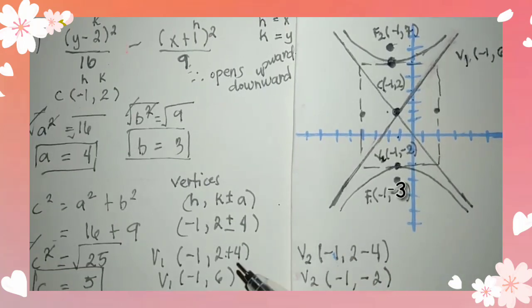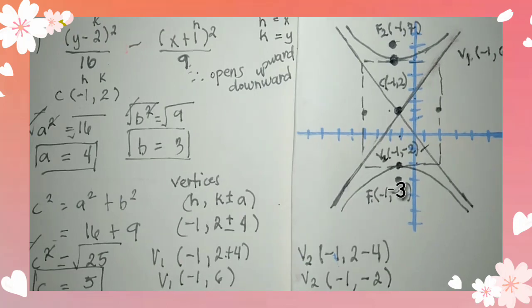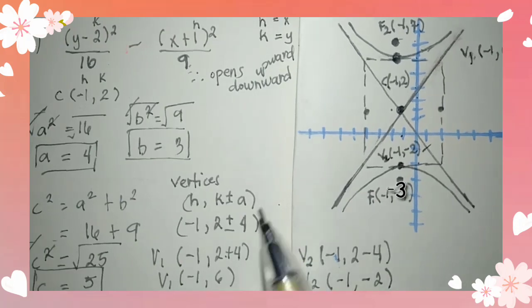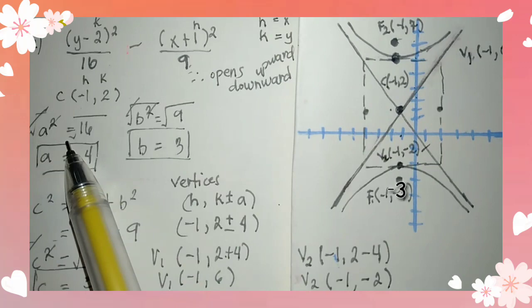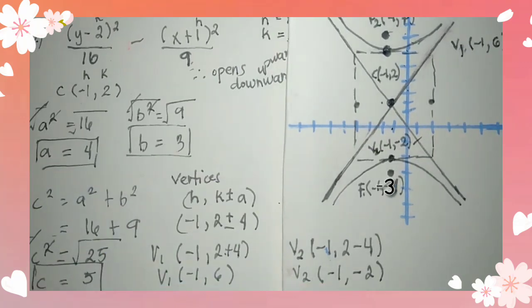Okay. So, let us check. We have our vertex 1, negative 1 and 6. And vertex 2 at negative 1 and negative 2. Check. So, nahanap natin yung vertices even without this formula. Tama? Using only the value of A. Okay?